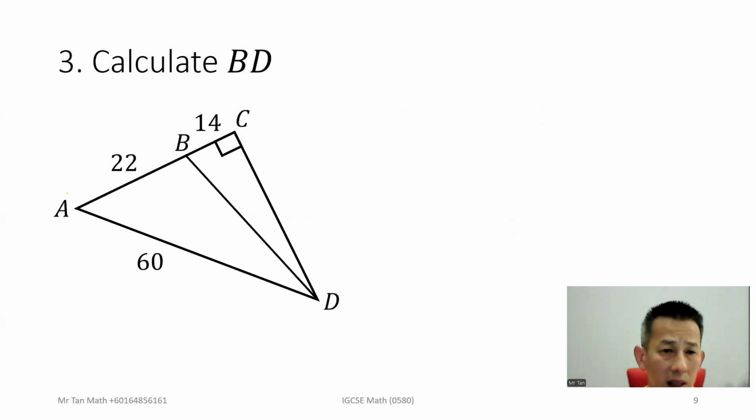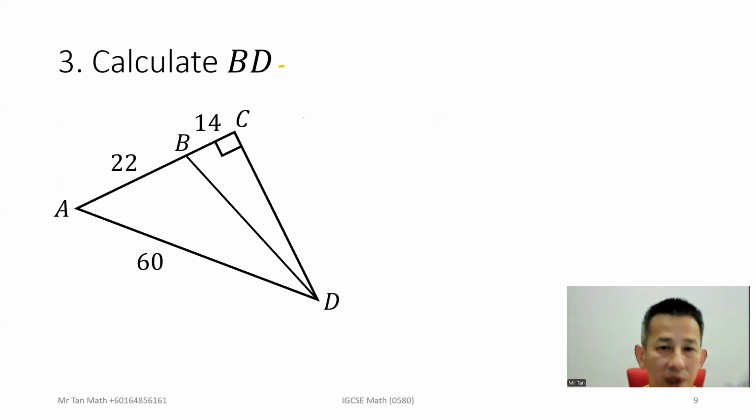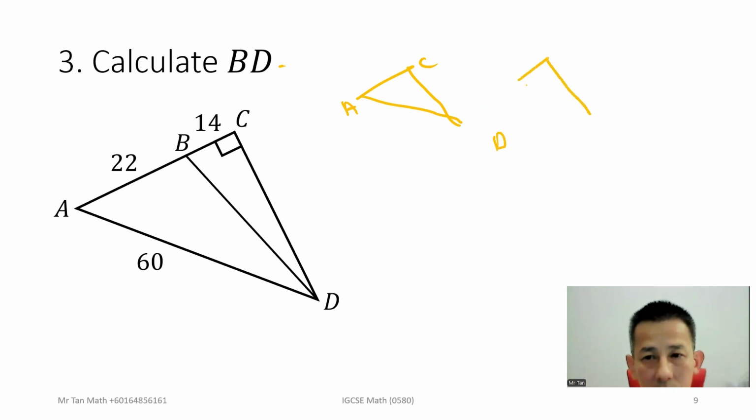Next, calculate BD. If you plan to calculate BD as 60 squared minus 22 squared, then you are wrong because ABD is not a right angle triangle. So this doesn't work. If you remember the first step, you need to find where the right angle triangle is. From this diagram, we have two right angle triangles: ACD and BCD.